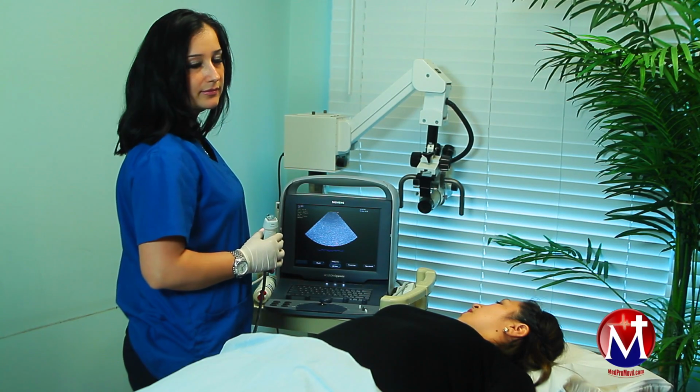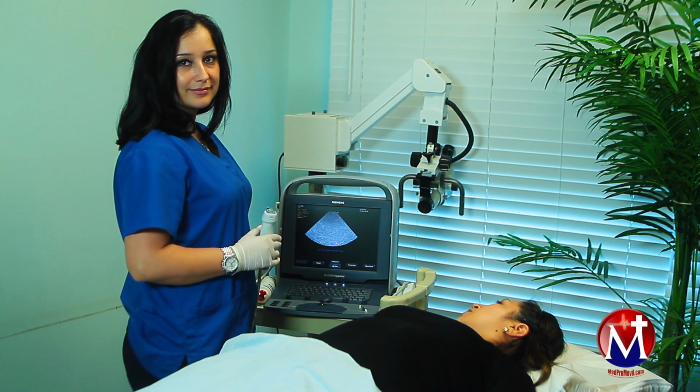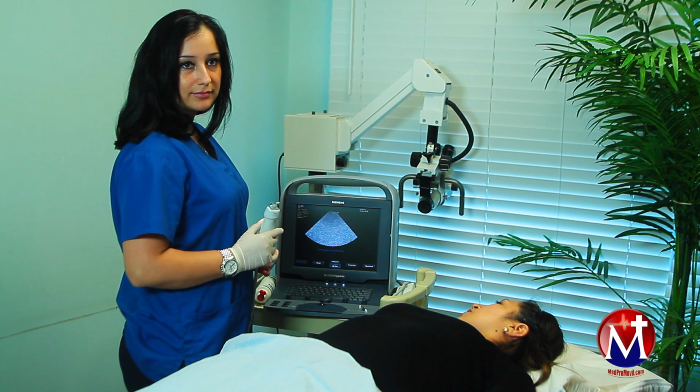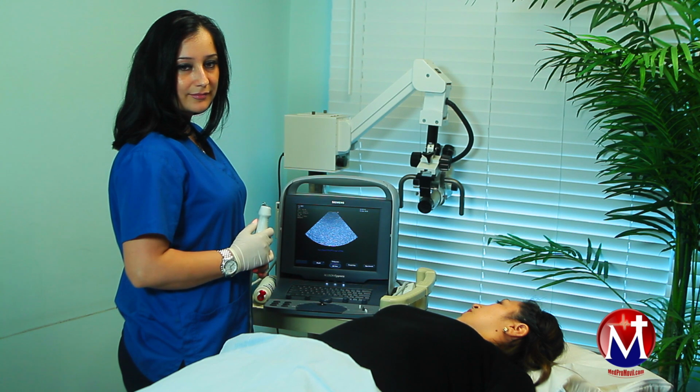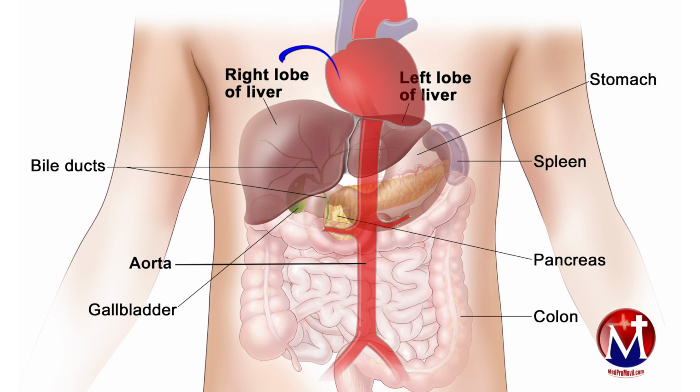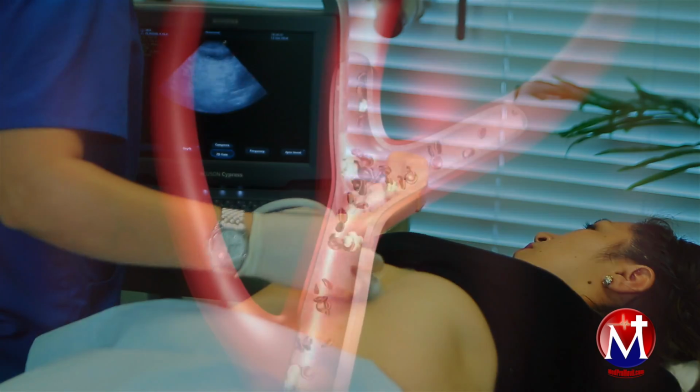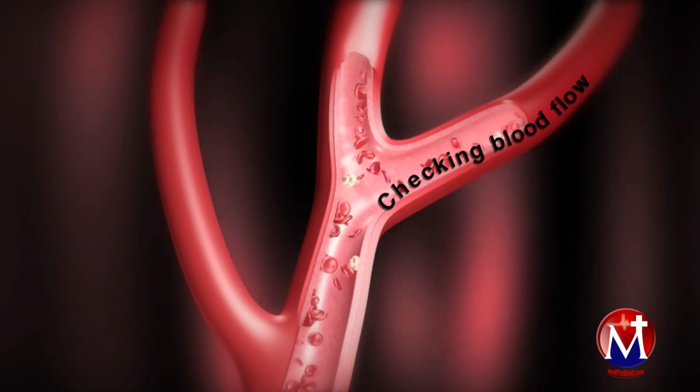Layla is going to be performing an abdominal sonogram on this patient. An abdominal sonogram is usually done to visualize the abdominal organs. These would include the liver, gallbladder, pancreas, bile ducts, abdominal aorta, and spleen. This helps to detect a wide range of conditions and also assess the blood flow to these organs.